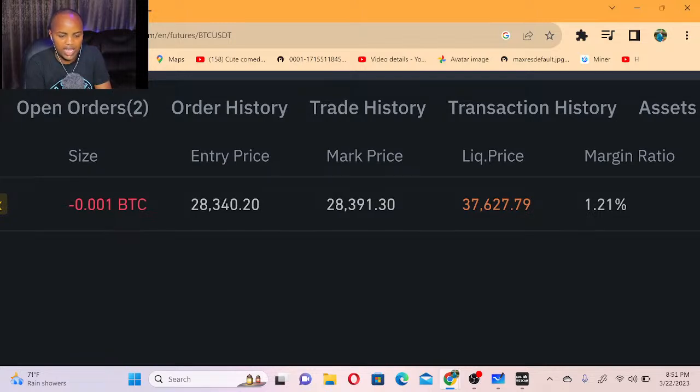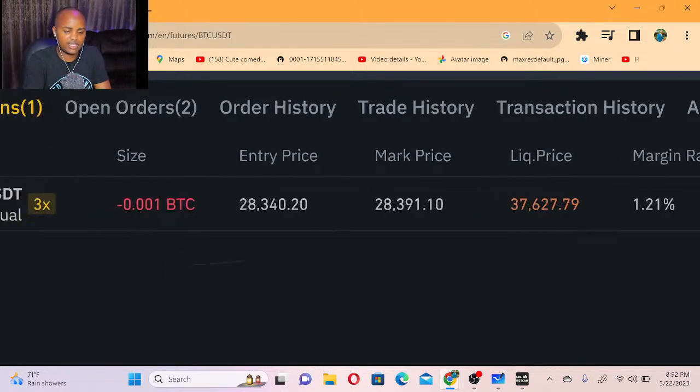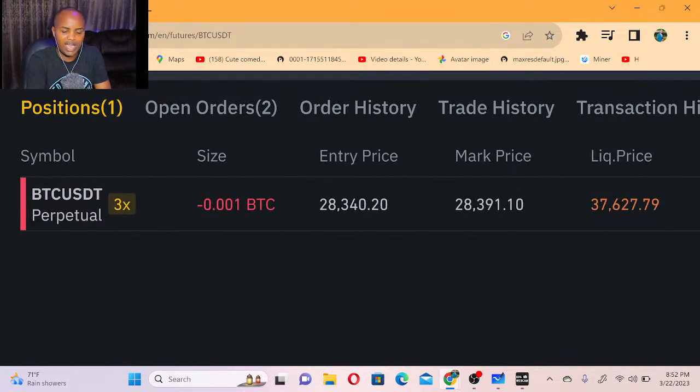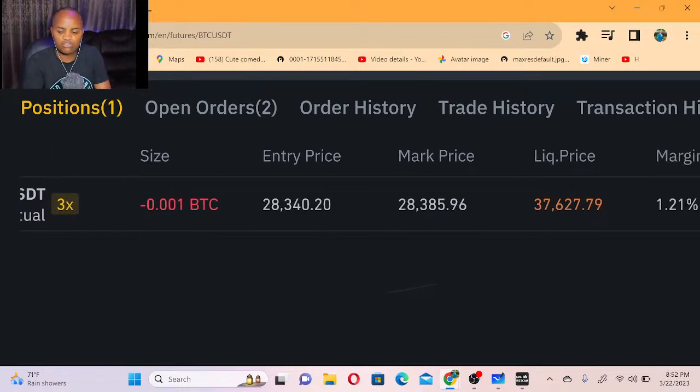That means, and it was a sell. And let's talk about prediction. I predicted the market will just go down, but it's going up right now at this point. That means I'm in a negative position. I used a leverage of 3x, that means 3 times of my money.